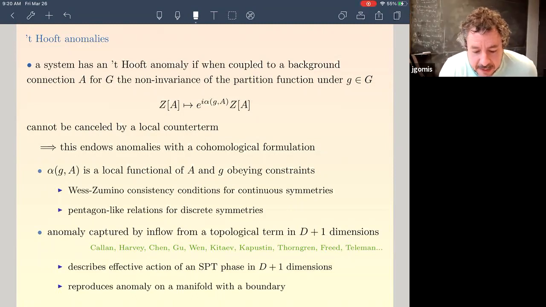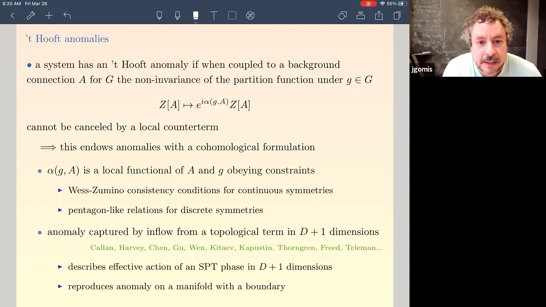Essentially, if you make a background gauge transformation, where A is the connection that couples to the background gauge field for G, it will transform in this fashion. If this phase cannot be cancelled by a local counterterm, we call it an anomaly. If it can be cancelled by a local counterterm, we don't call it an anomaly, because that just means it is an effect that can be removed by a change of regularization. It's a man-made phase, not a physical phase.